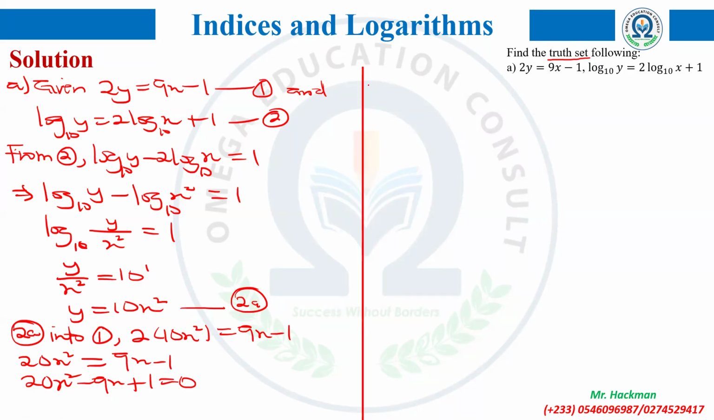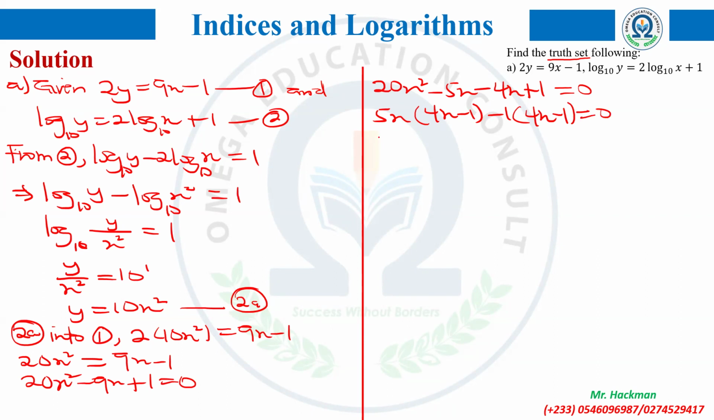We are going to get 20x squared minus 5x minus 4x plus 1 is equal to 0. So what do we get? Group the first two and factorize. 5x out, so I'll end up getting 4x minus 1. Then this one too, minus 1 will come out, and you get 4x minus 1. So it's equal to 0.